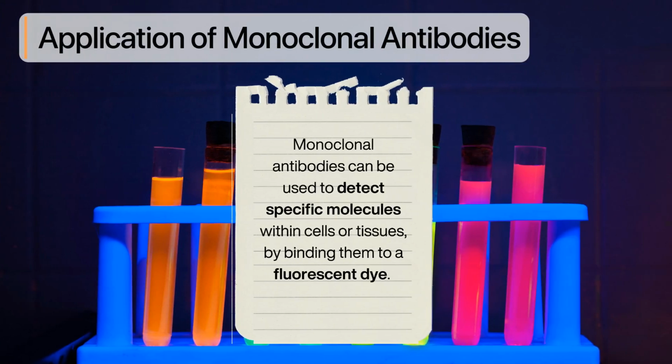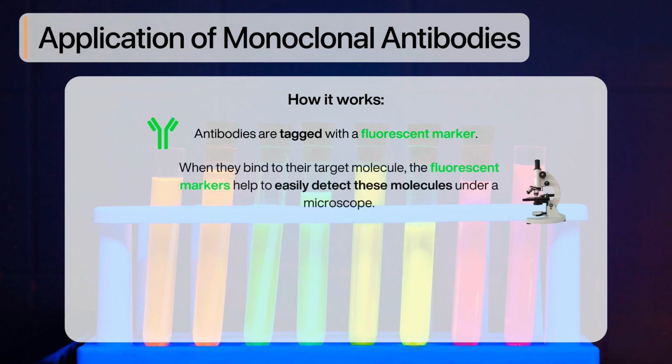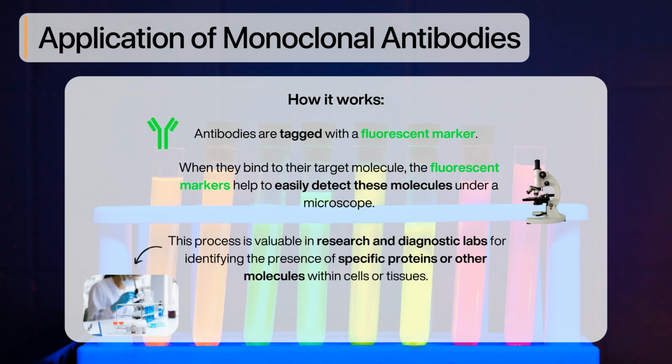Monoclonal antibodies can be used to detect specific molecules within cells or tissues by binding them to a fluorescent dye. In this case, monoclonal antibodies are tagged with a fluorescent marker. When the monoclonal antibodies bind to their targets, the fluorescent markers help to easily detect them under a microscope. This process is valuable in research and diagnostic labs for identifying the presence of specific proteins or other molecules within cells or tissues.